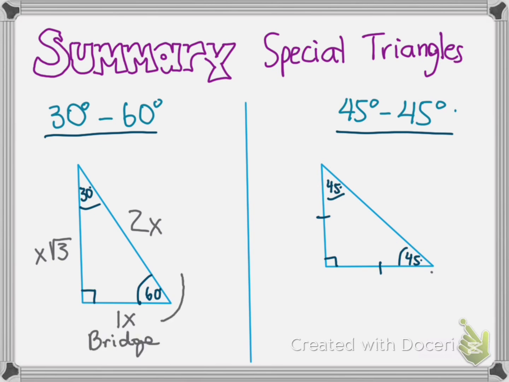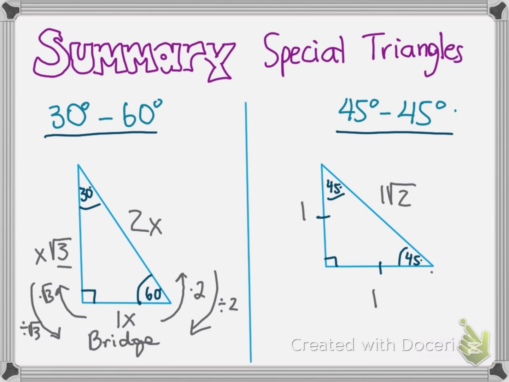If you go from the bridge, from the smallest to the big one, you multiply times 2. And if you come back, you divide by 2. And from the bridge to the medium, you multiply times the square root of 3. And if you come back, then you divide by the square root of 3. Pretty easy. For the 45-45, you put a 1 and a 1, and then 1 square root of 2. Notice that the 30-60 has square root of 3, and 30 and 60 are multiples of 3. And then the one that is 45-45, which is 2 equal angles, has a 2 here. So it's easy to remember.